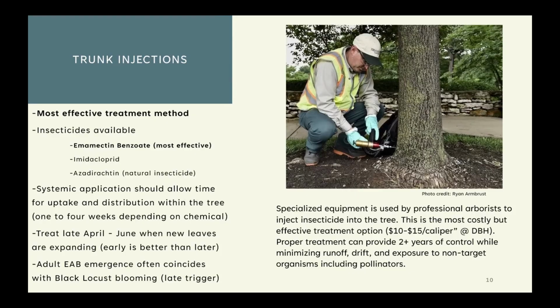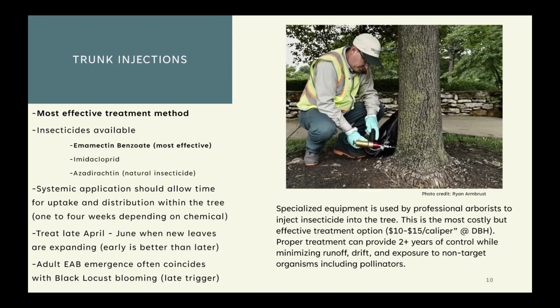Typical injections take place late April through June, when new leaves are expanding and emerging. It's a sign that the tree has an active vascular system. For proper control and protection, earlier applications are better than later applications. A little later in the season, we start to see black locust blooming. That would be what we would consider a late trigger, or the bookend of the late application times. And so we're trying to ensure that the trees have some level of protection prior to the adults emerging and seeking out host trees on which to lay eggs.